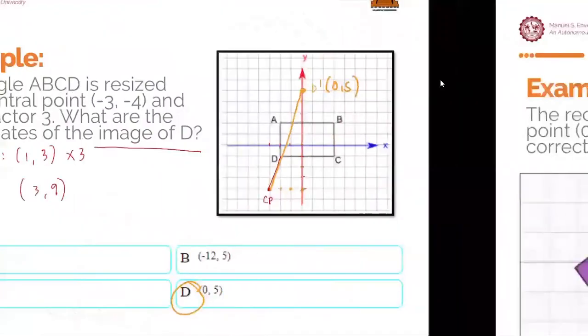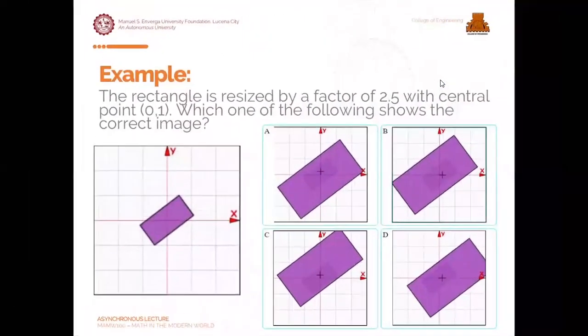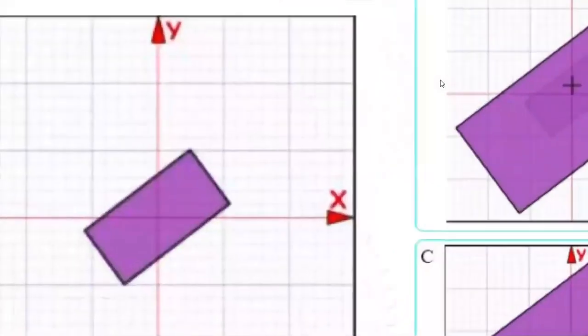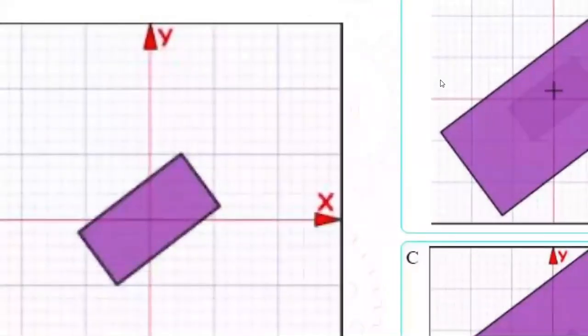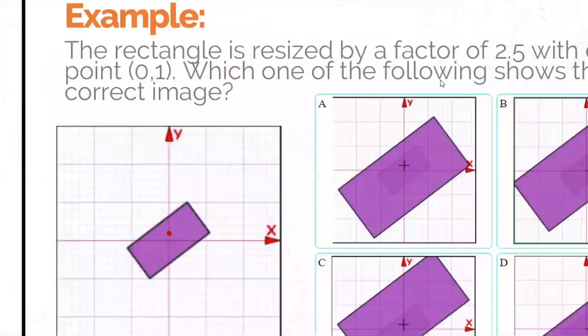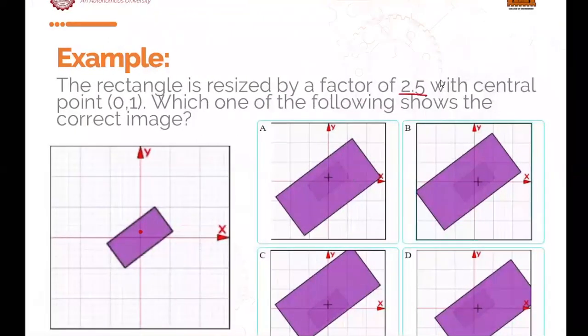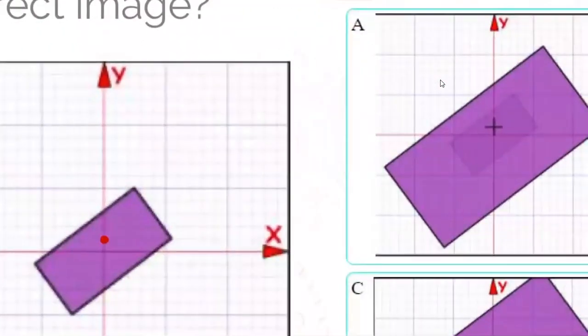Okay? So, last example for dilation. So, we have the rectangle is resized by a factor of 2.5 with central angle 0, 1. Okay. So, medyo maliit yung diagram natin. Which of the following shows the correct image? So, 0, 1 yung central point natin. So, hopefully tama yung maging copy natin. So, 0, 1. So, ito yung magiging central point natin. Then, kailangan mag 2.5, no? Yung factor natin, 2.5.